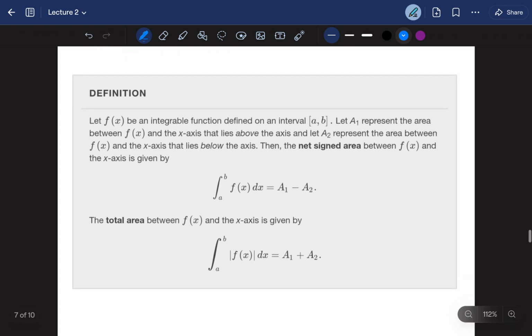If we have a certain function defined on an interval [a, b], and we have A1 to be my area above the x-axis and A2 the area below the x-axis, the net signed area is just going to be the integral, which is A1 minus A2. But for the total area, we're going to take the absolute value of my function, because I don't want to take anything negative. And if I want to represent it in terms of A1 and A2, it's going to be the sum of A1 and A2.